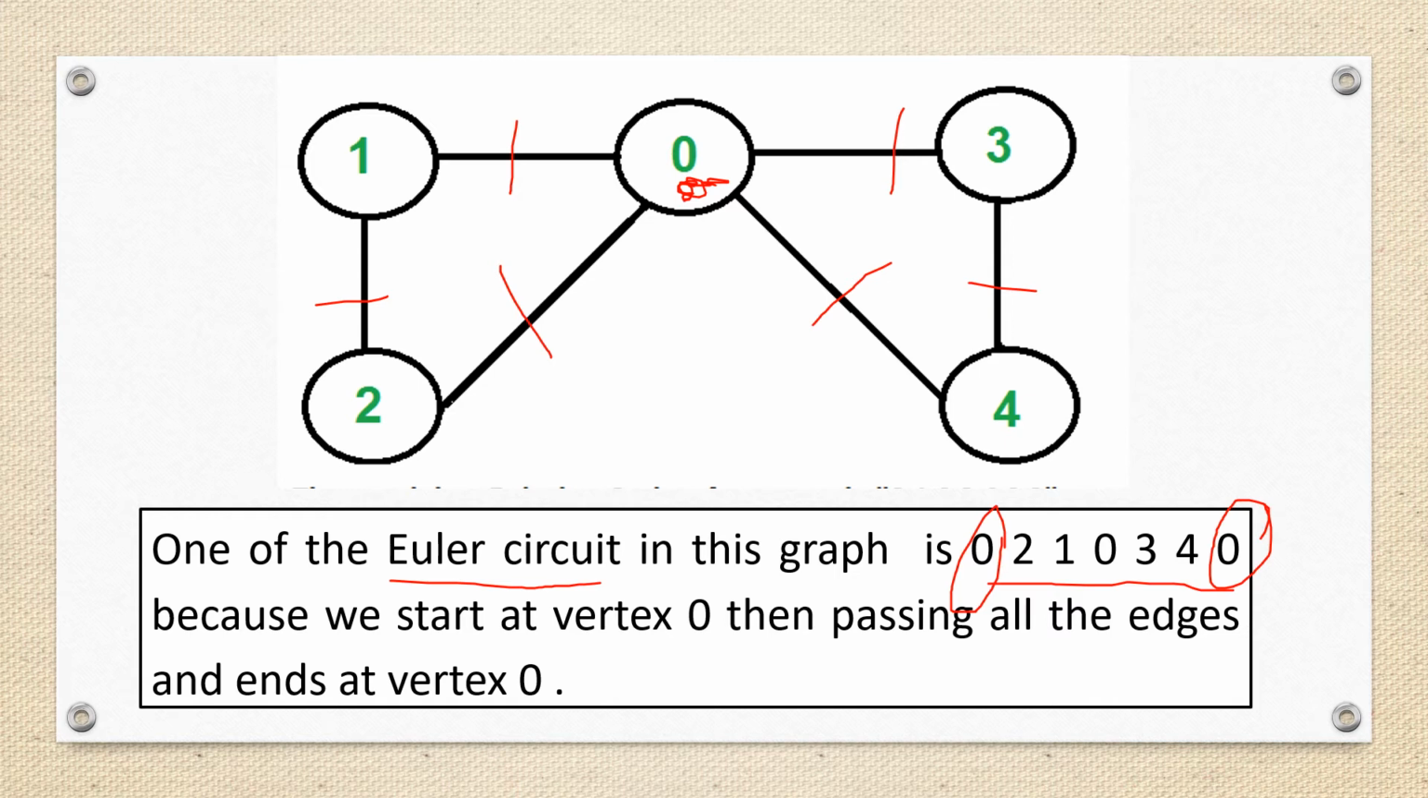Again, as you can observe, nagamit natin ang vertex 0 ng tatlong beses. And it is okay. Kasi nga, ang sabi sa Euler path or Euler circuit, ang importante yung edges. Yung edges dapat isang beses lang natin magamit. Pero ang vertices, okay lang kahit ilang beses.